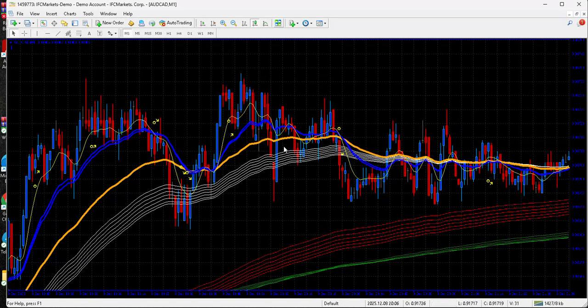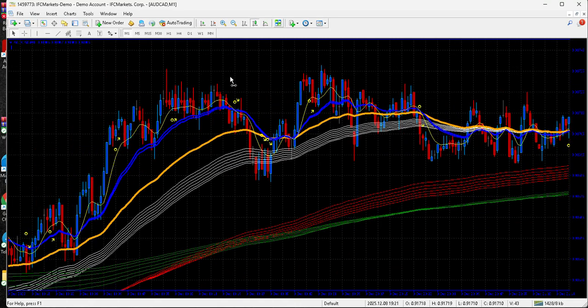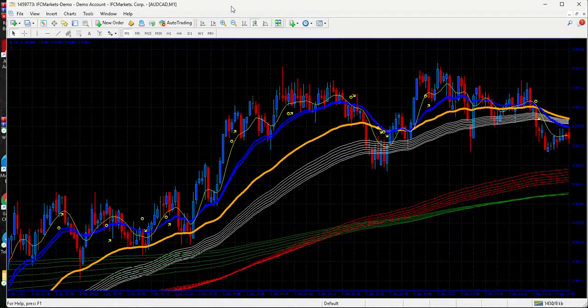We're going to zoom in now. Where was that clear movement crossover? Right here.